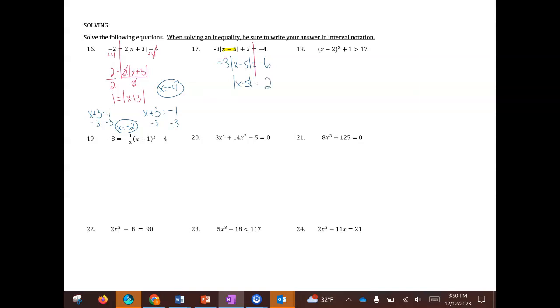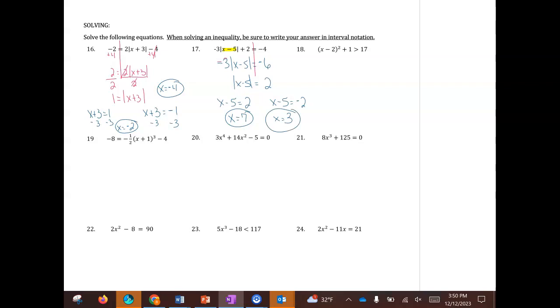And now, just like before, I can make 2 problems. One with x minus 5 equaling 2, one with x minus 5 equaling negative 2. In the first situation, I'll add 5 over for 7, and in the other one, I'll add 5 over, but this time I'll get a positive 3.